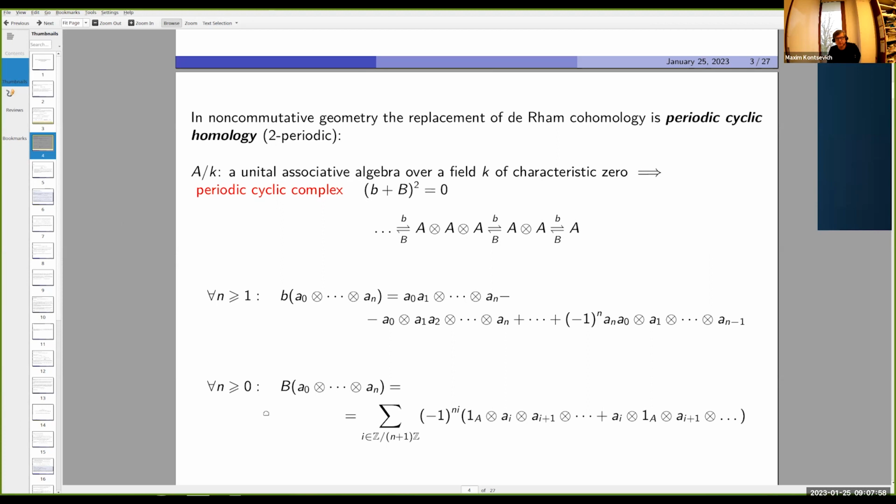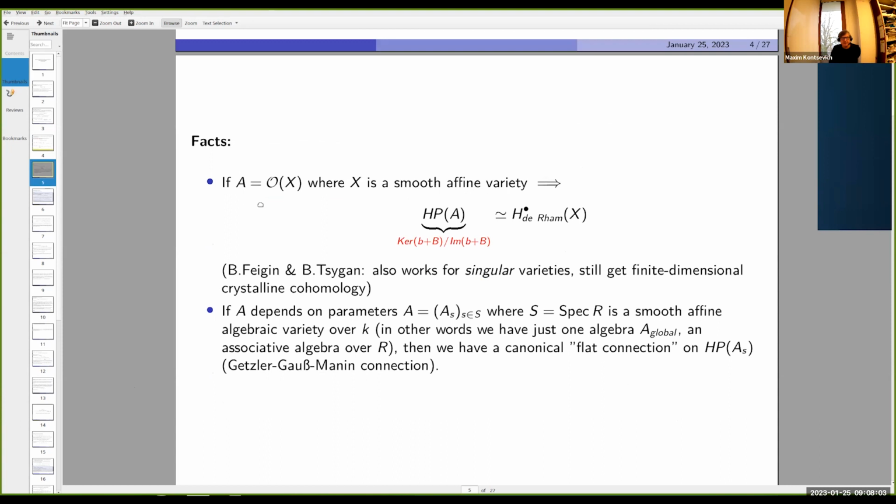Okay, so what are the basic facts about this periodic cyclic homology? If my algebra is the algebra of functions on a smooth affine variety, then it's isomorphic to de Rham homology of this variety. It's finite dimensional. And in fact, Boris Feigin and Boris Tsygan worked out that something similar still works for a singular variety. You still get finite dimensional homology, called crystalline cohomology. If you have a singular variety, you embed it in some affine space, consider a formal neighborhood, and consider de Rham cohomology of the formal neighborhood. You can calculate topological cohomology of the variety.